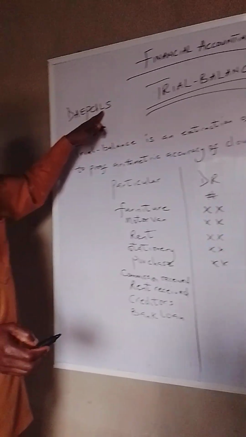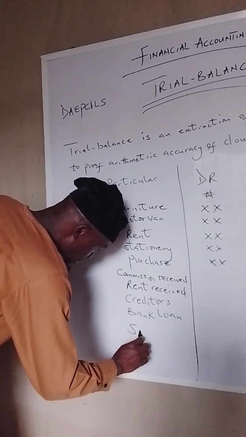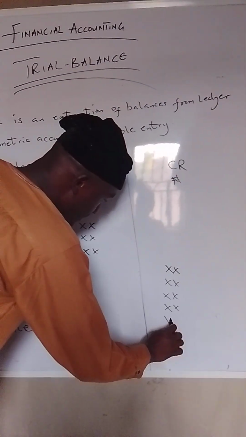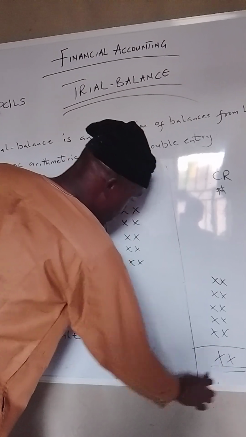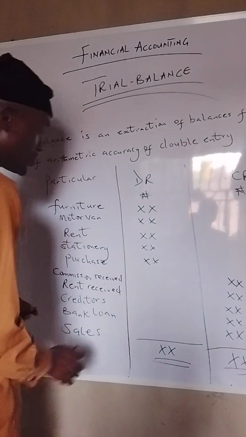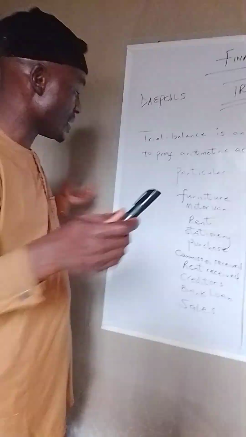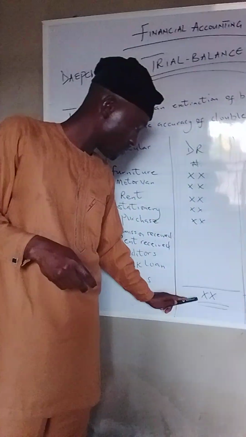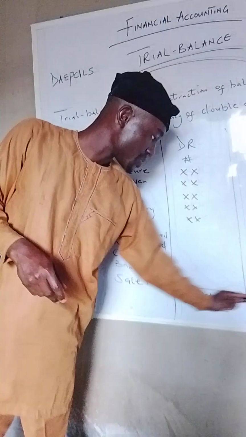Then there's what we call sales. If you sold 100 bags of cement, that's sales, and that one also will be at the credit side. So these are the simple things we have to know as far as trial balance is concerned. What they are saying here is that your debit side must be equal to your credit side. They must balance.